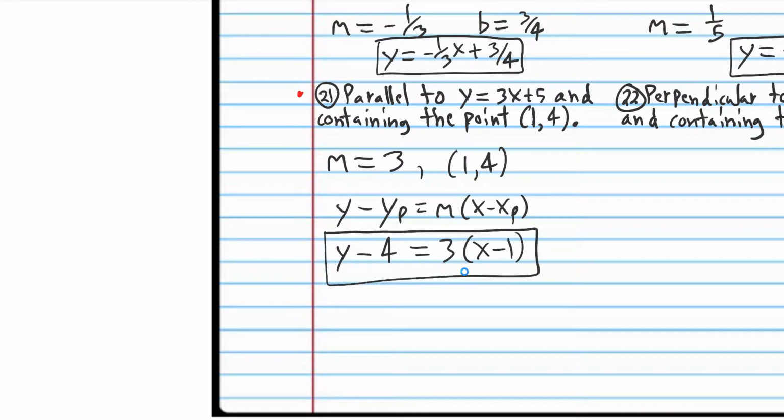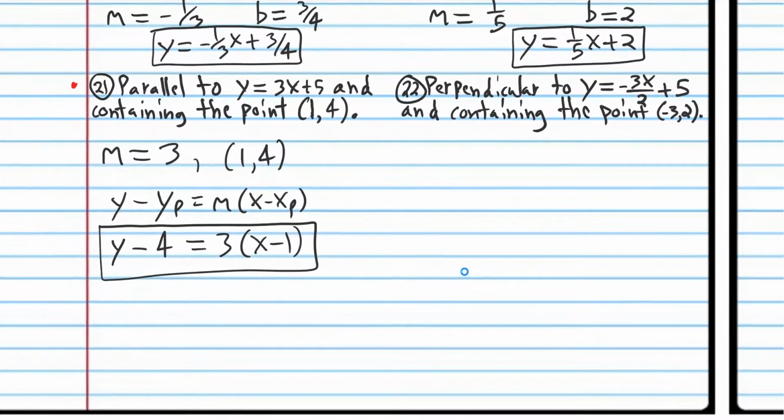Again, we don't have to put it in any particular form. We just have to find some form of a line. It doesn't tell us which form to find. So because I have a slope and a point, I can just use point-slope form.